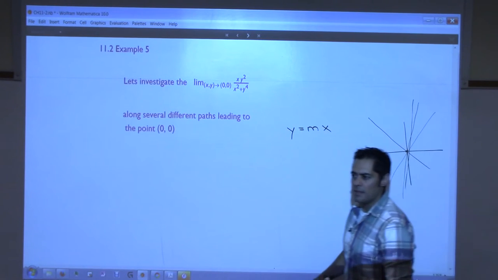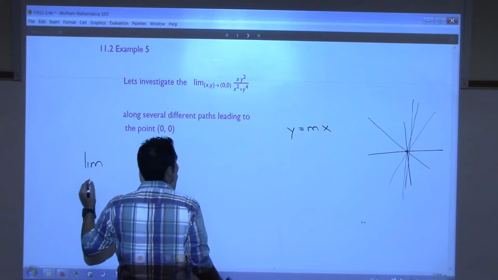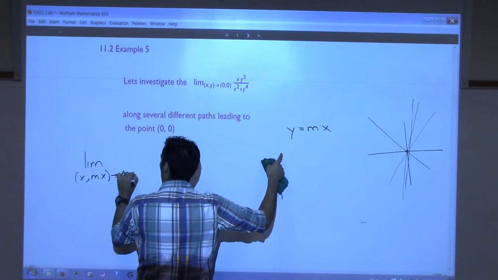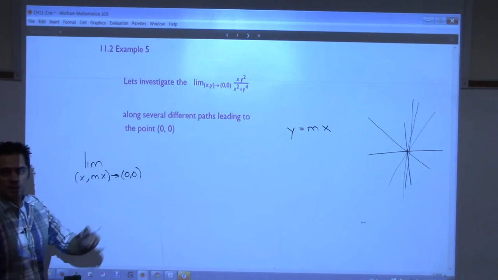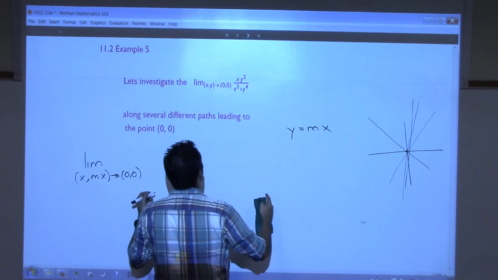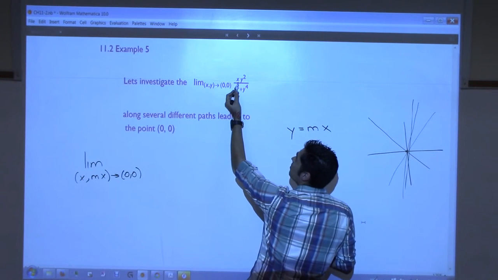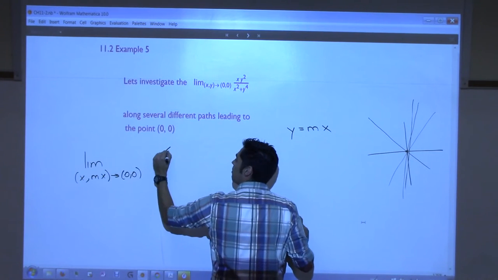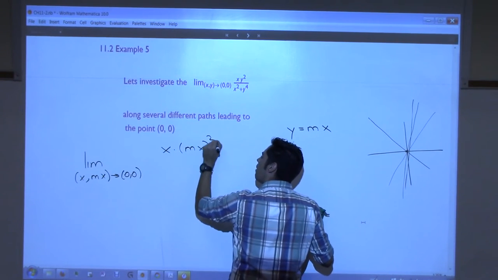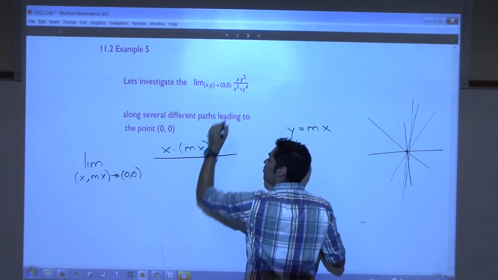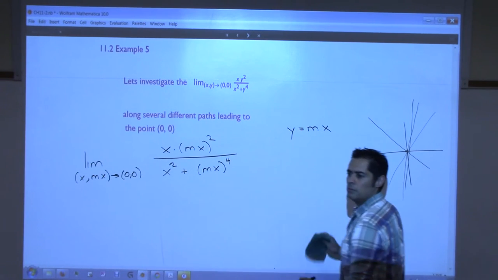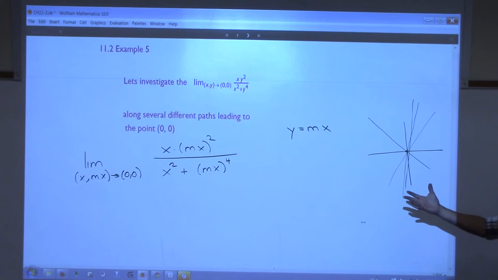And now I'm going to rewrite that limit again. Limit, I'm replacing y with mx, so it's x, mx. I hope you understand we already have the answer to this problem. Do you all get that? But this is another choice you could do that is pretty powerful when it comes to actually evaluating this. So check this out. I'm replacing my y with mx, so it becomes x times (mx) squared over x squared plus (mx) to the fourth. And the question is, what is this?